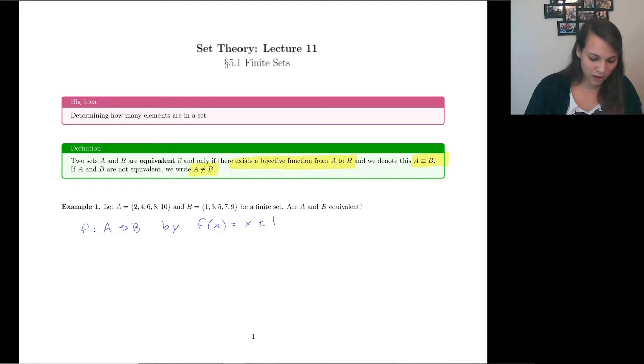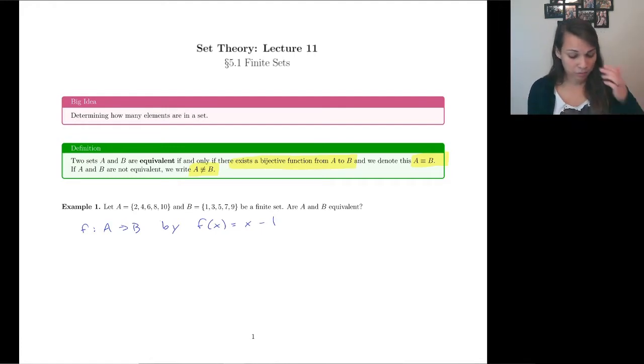If I were to try 2, and I do 2 plus 1, that would give me a 3, and so I would have missed this element here in B. So I'm not going to use plus 1, I'm going to decide minus 1. Now to prove that this is going to be one-to-one and onto, since it's a finite set, and it's really quick to just list everything and look at it, it is okay to actually just list it out. Again, this only works because it's finite.